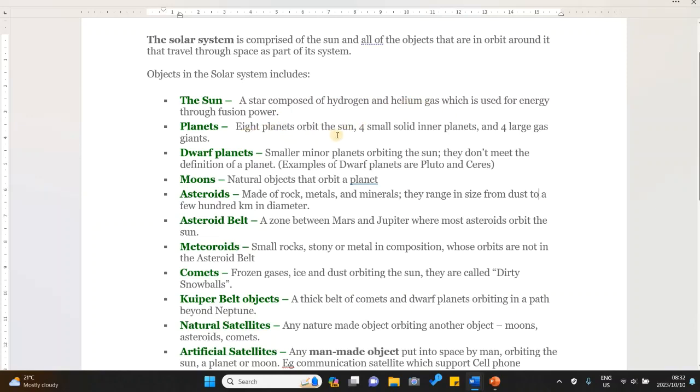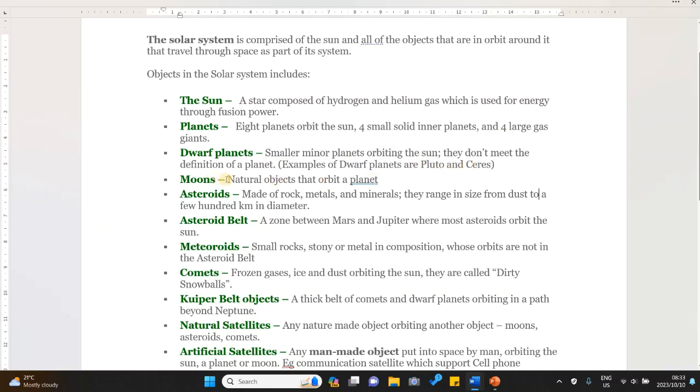Then we've got 8 planets. There are 4 inner planets. Those are the planets closest to the sun, and they are all made of solid matter. And then we've got the 4 larger planets which are furthest from the sun, and they are all gas giants. So they are mainly made up of gas. Then we've got the dwarf planets, which are very small. They are not defined as planets, and I'm quickly thinking about Pluto and also Ceres.